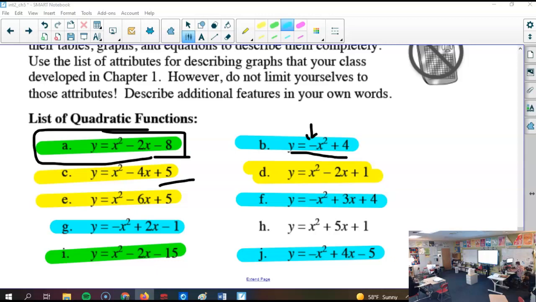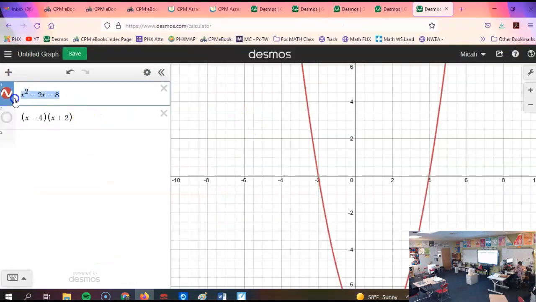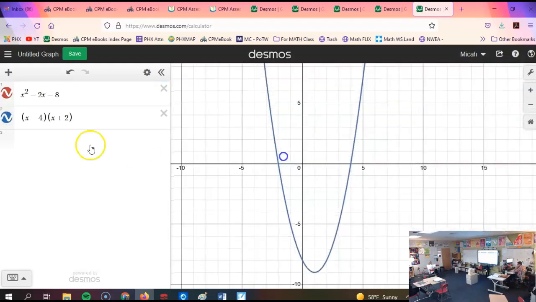Oh. x plus 4, and then times x. You sure about plus 4? x minus 4, x plus 2. Or no, minus 4 plus 2. Yeah, I think. So this, x squared minus 2x minus 8, this is the same graph. Blue is the same graph as red. Yeah. That's cool.